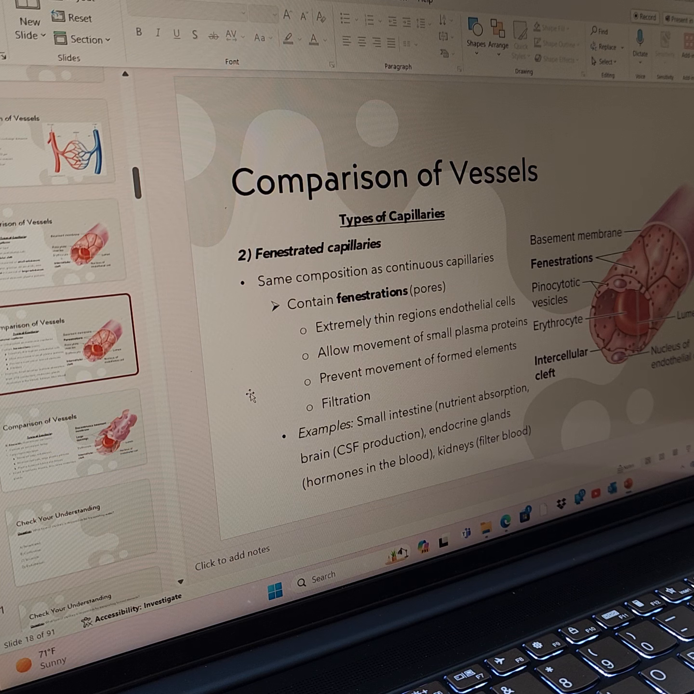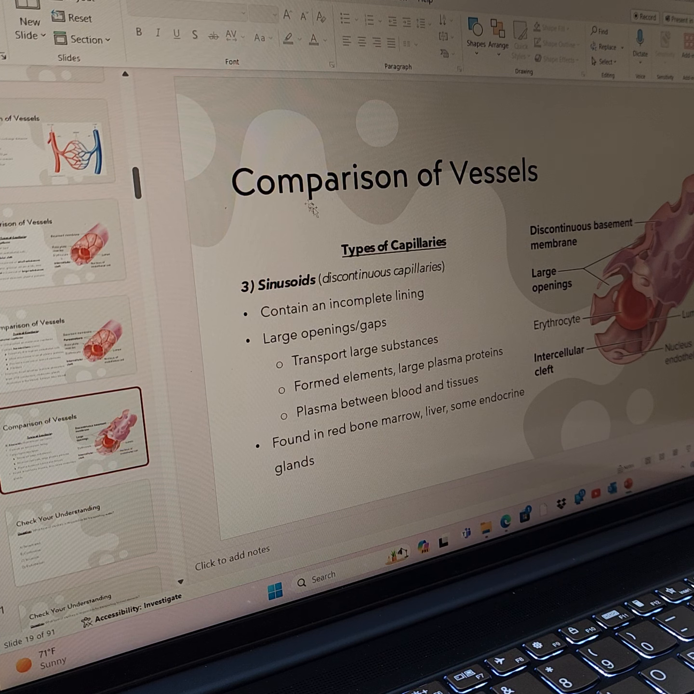And then we have the fenestrated capillaries. Their composition is relatively the same as continuous, but they contain pores, the fenestrations, extremely thin regions of the endothelial cells. This allows for the movement of small plasma proteins and prevents movement of formed elements. You have these fenestrations for the pinocytic vesicles and the erythrocytes.